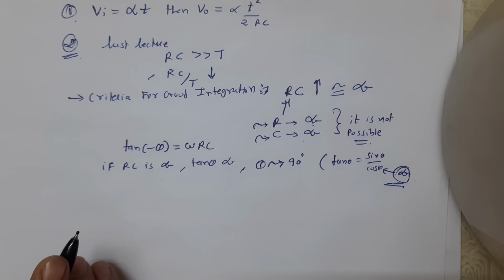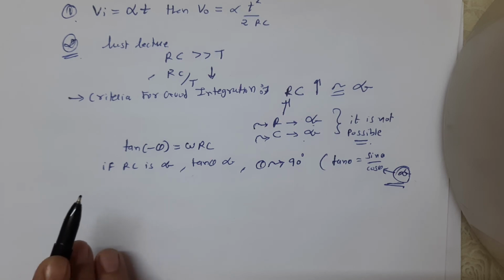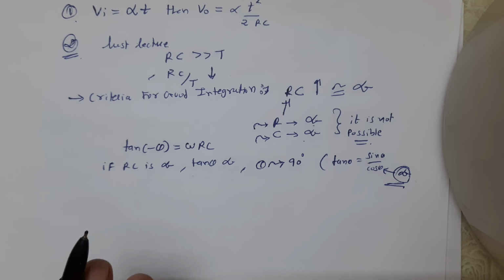So again, for better integration, RC should be as large as possible, nearly infinite. If RC is infinite, tan theta should be infinite. In other words, theta should be 90 degrees.